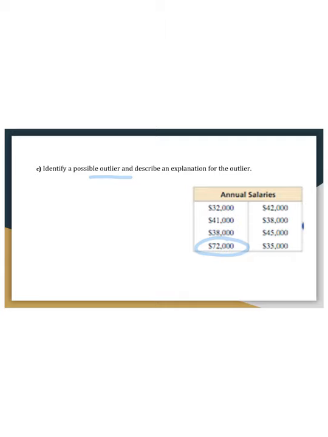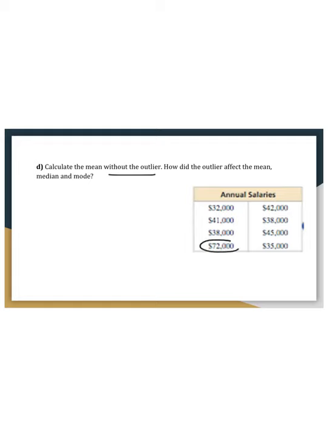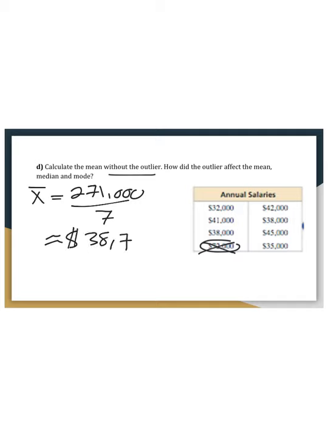So maybe a manager or a president of a company who typically get paid more than all of the other employees for our company. Now we would like to recalculate our mean, but this time we want to do it without the outlier. Our outlier again was at 72,000, and it was a little bit too large. So we're going to see what happens if we take that out. I'm going to add together my 7 values, excluding that 72,000. If I add those all together, then X bar is going to equal 271,000. This time we're dividing it by 7 because we're excluding that 72,000. And we get approximately 38,714.